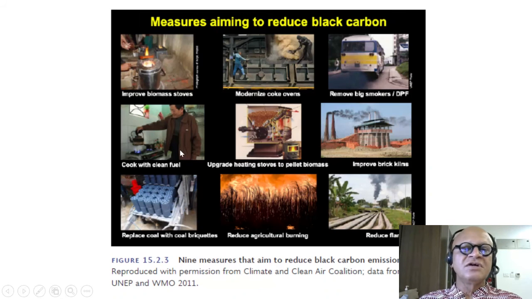Measures aiming to reduce black carbon also include improved biomass stoves, modernizing coke ovens, removing big smoker vehicles like this, cooking with clean fuel, upgrading heating stoves to pellet biomass, improving brick kilns, reducing flaring. As we said before, flaring is where excess methane is burned off, or any kind of emission from various sites like waste treatment or production of oil and gas, reducing agricultural burning, and replacing coal with coal briquettes.